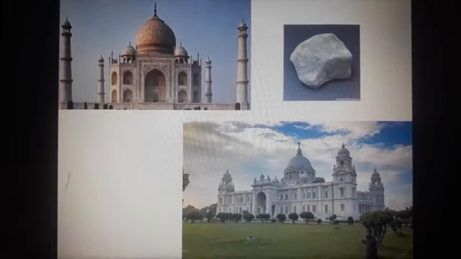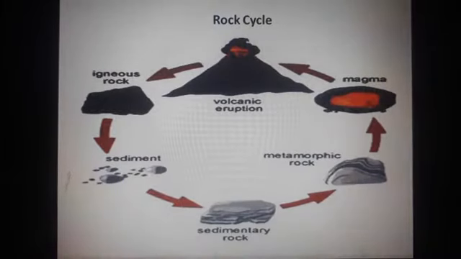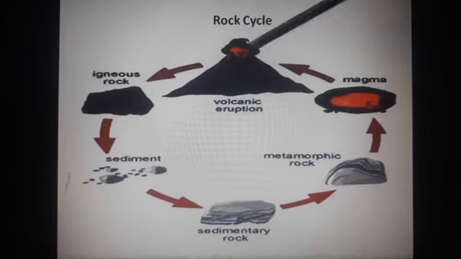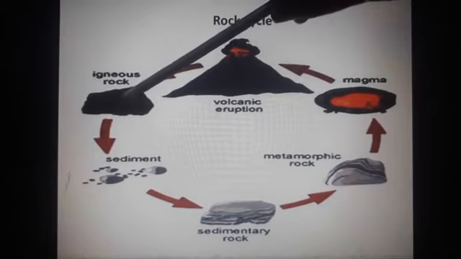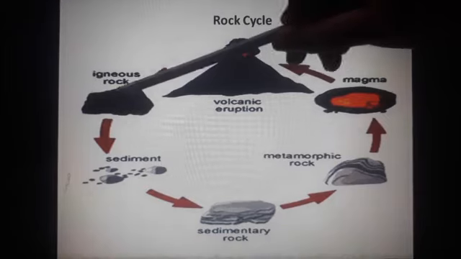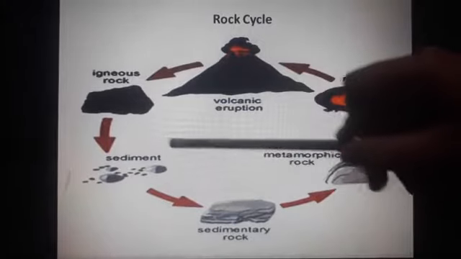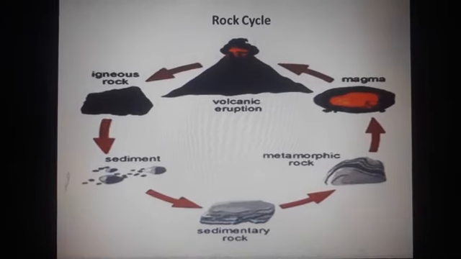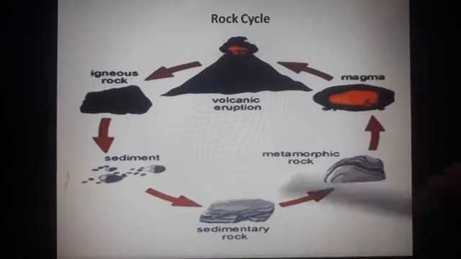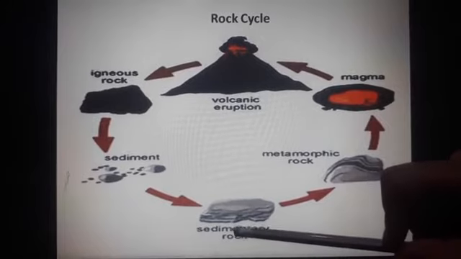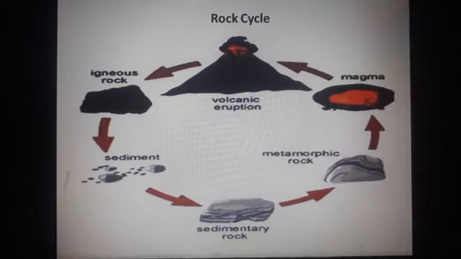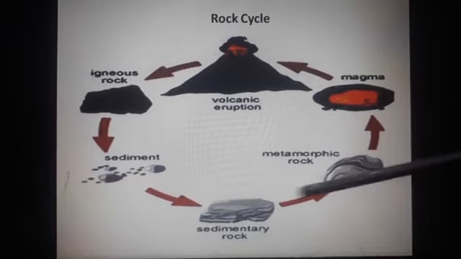Okay. Now let's talk about the rock cycle. Now look at this diagram carefully, and you have already learned that when you can see here the volcano, the molten magma cools and solidifies to become an igneous rock, right? These igneous rocks are broken down into small pieces, and these are known as sediments, right? And they are transported and deposited to form sedimentary rocks. So you can see the sedimentary rocks here, right? And after that, when the igneous and the sedimentary rocks are subjected to heat and pressure, they change into metamorphic rock.